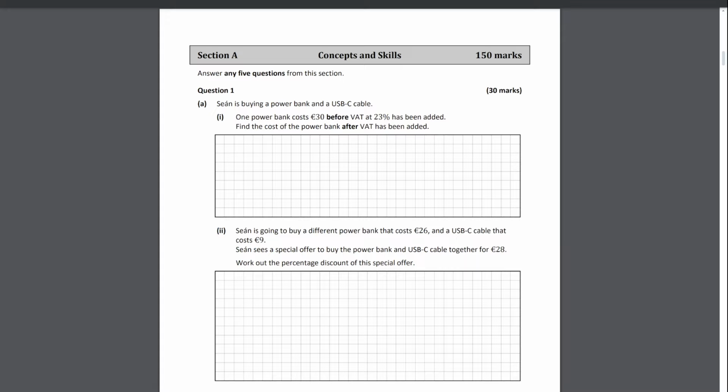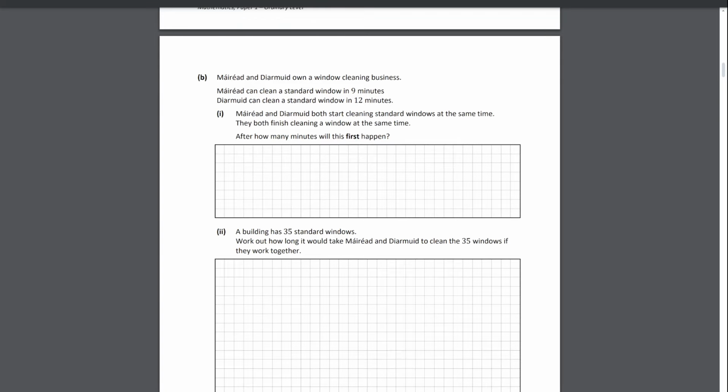And then discounts. And then this question kind of hinted at the fact that you just have to find the lowest common multiple of 9 and 12. And then the fairly standard, if they work together, how long is it going to take them? So this question you should have done time aplenty.